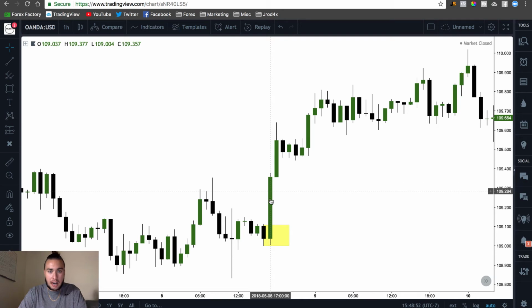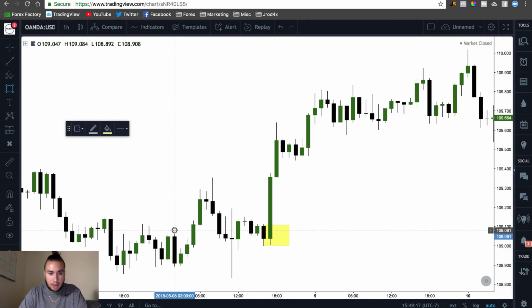Once this hourly candle, because we're on a 1 hour time frame right here, closes above it, that indicates that the market was being bought on this down move here. Okay? So any retracement down into this down candle should act as support.